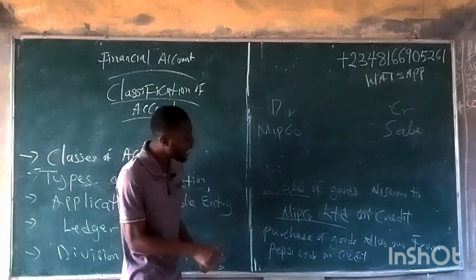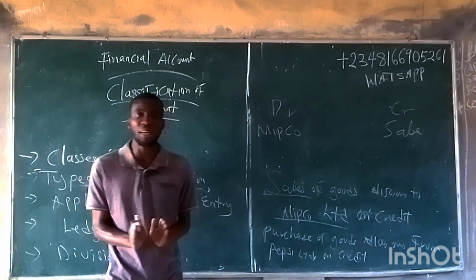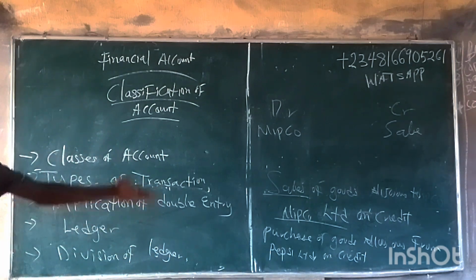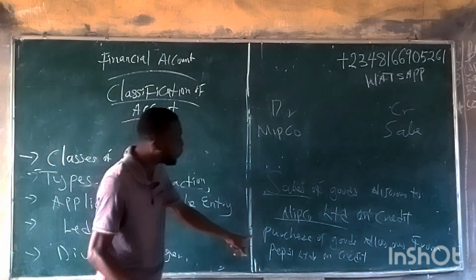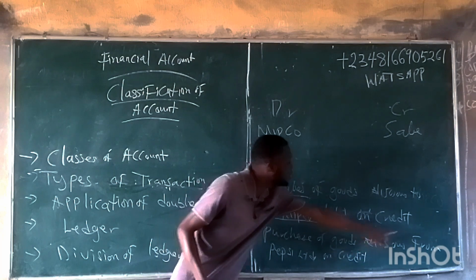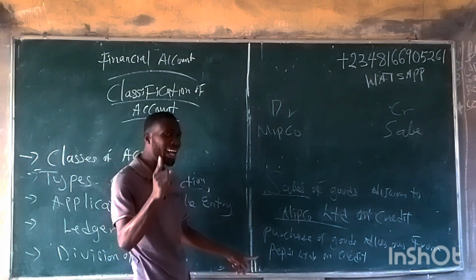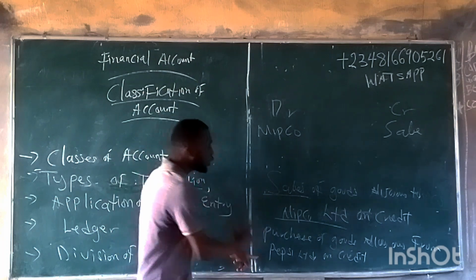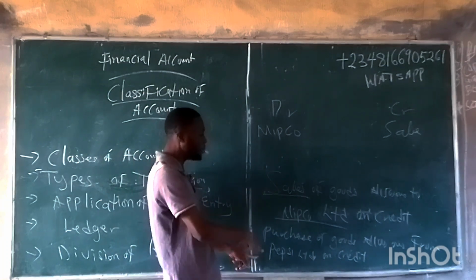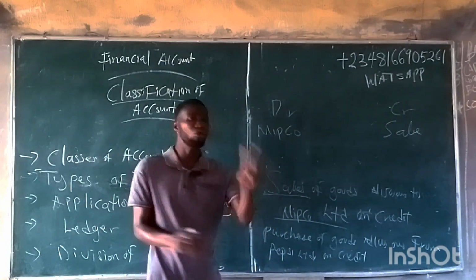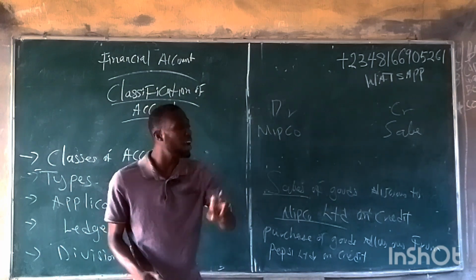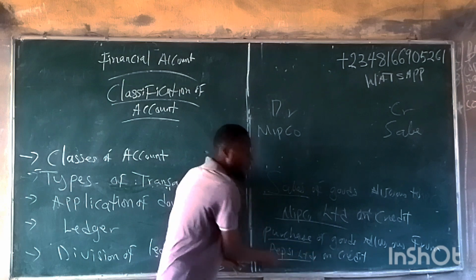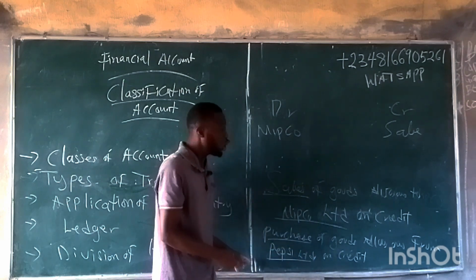Now, we need to know who to debit and who to credit. It says purchase of goods 100,000 naira from Pepsi, but take note that this is a credit transaction. That means you need to prepare two accounts: the purchase and the Pepsi Limited company.